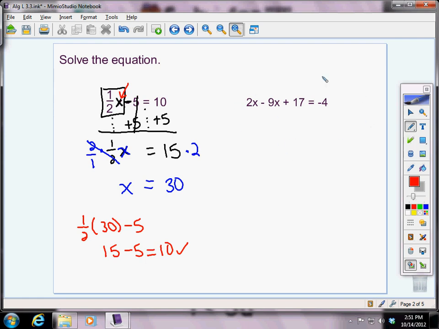If you look at the second example here, I want to give you a hint. Simplify first. I know this is kind of outside our steps for solving, but it makes the problem easier if we simplify. Here's what I mean. Let's rewrite this. Instead of subtraction, let's go keep, change, change. And that becomes a negative 9x plus 17 equal to negative 4.